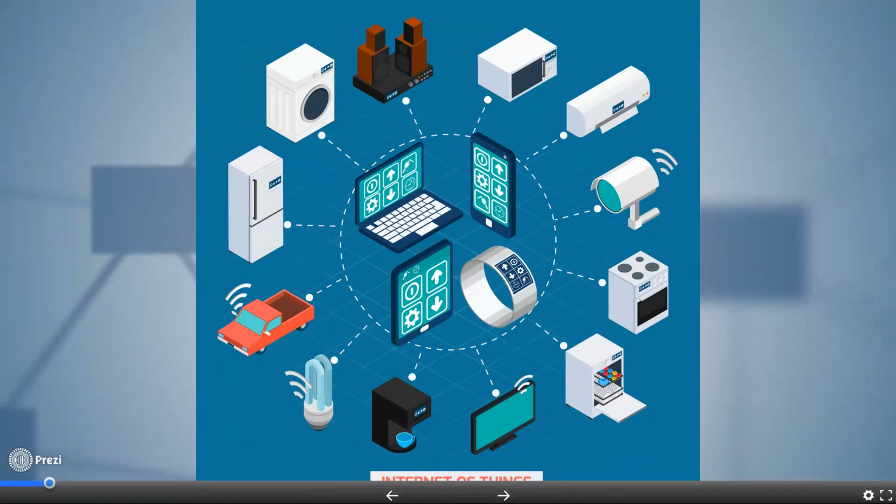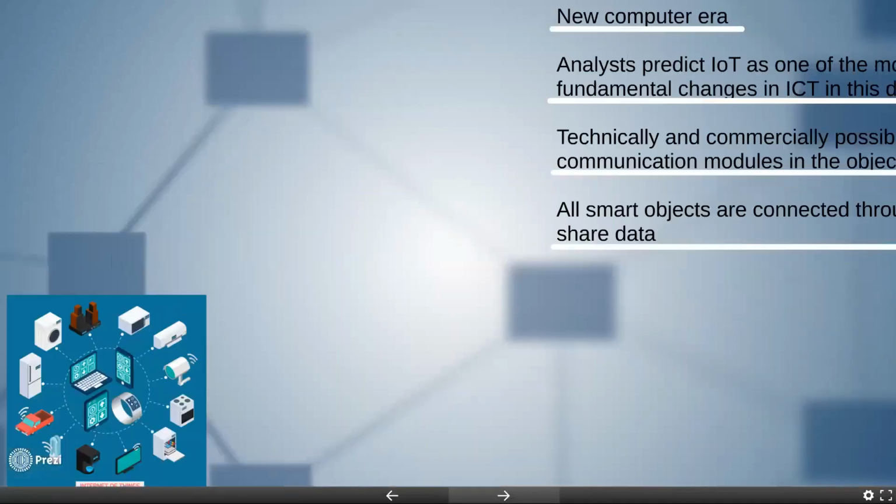Which is the concept by which any subject can be connected to the internet and share the data, which will increase the usability and therefore also its value. Here in the picture, you can see some everyday use objects which are already or are being connected to the internet, and so they share the data with each other.